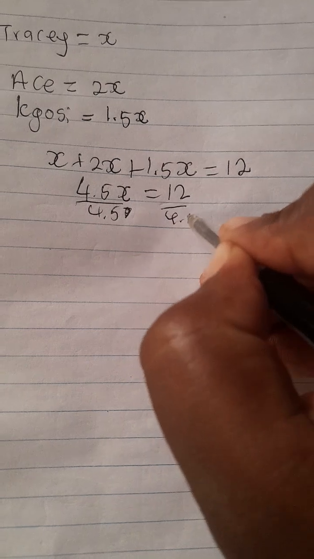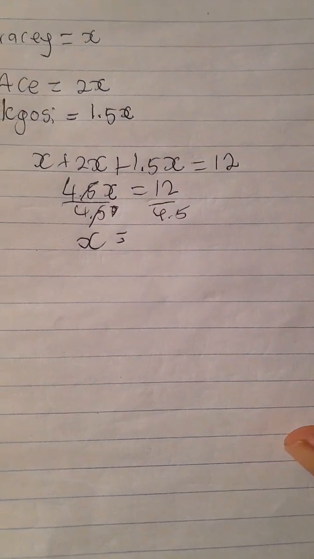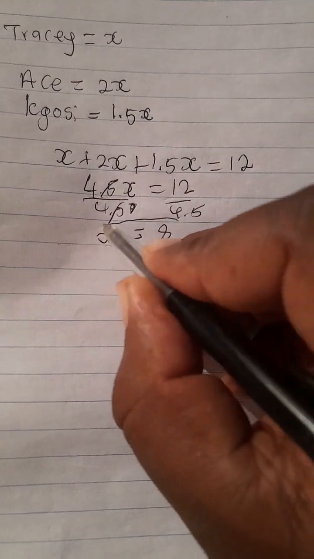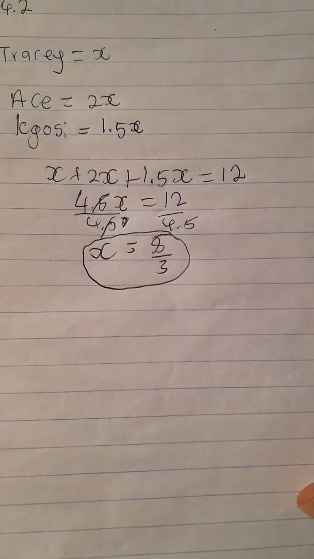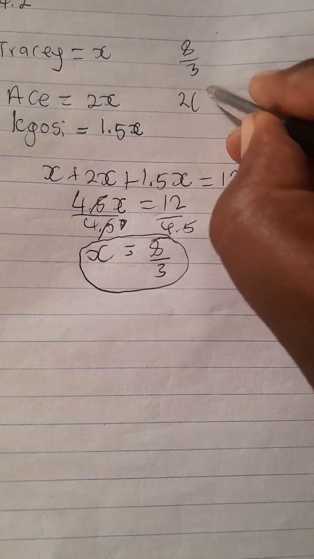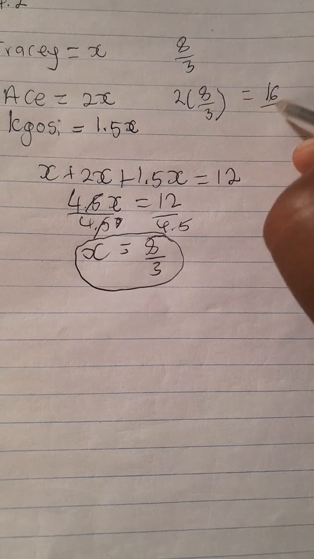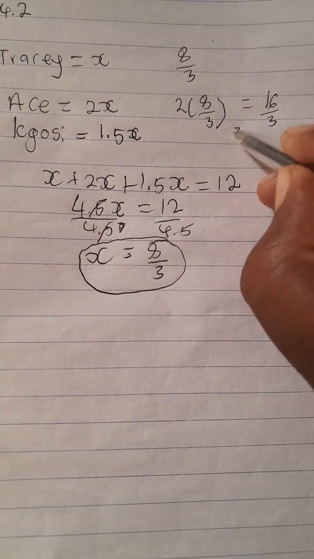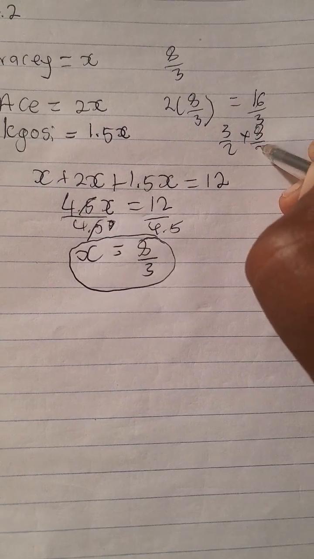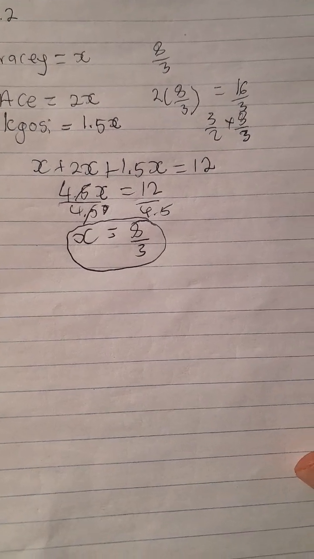Okay, this cancels. So what is 12 divided by 4.5? That will be 8 all over 3. So each part, we know that x is for Tracy, it's 8 all over 3. So similarly here, 8 all over 3. So that will be 2 times 8, which will be 16 all over 3. Then here, remember it's 3 all over 2 times 8, then times 3, this is how it should be. Then you write the answer.